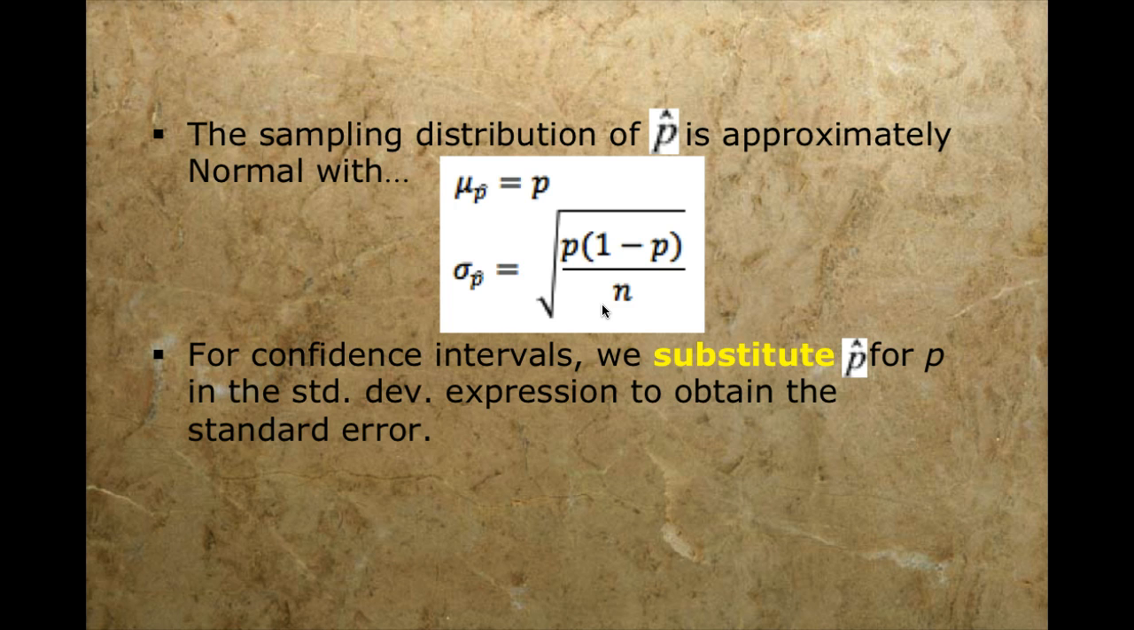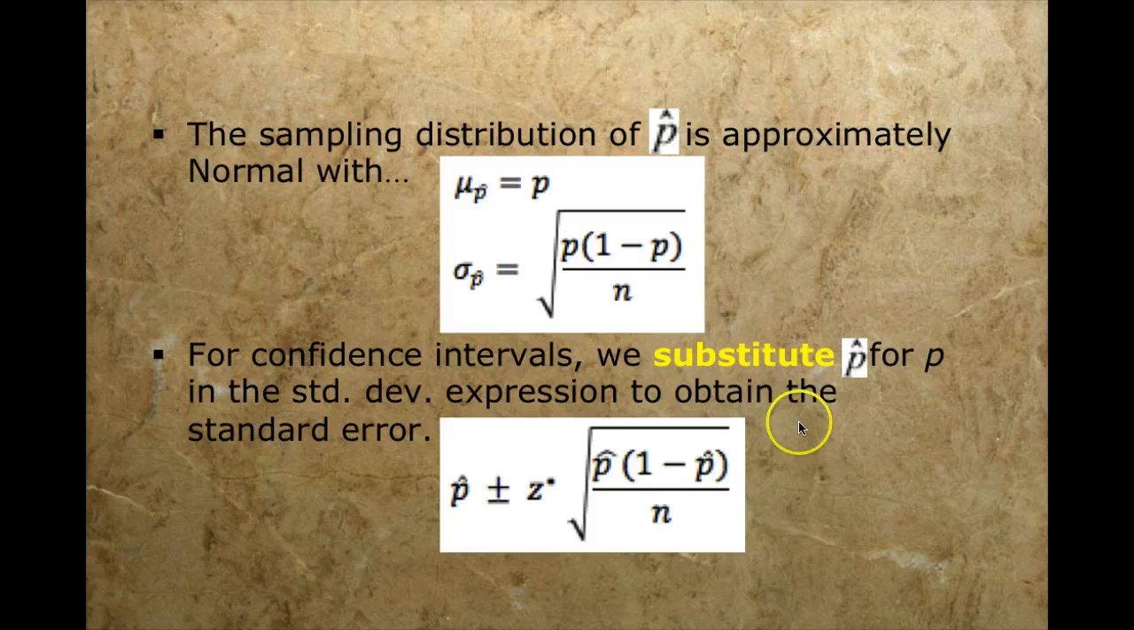Now when we do a confidence interval, remember that we don't have our population parameter p. So what we have to do is substitute our p hat, our sample proportion, in the standard deviation to obtain the standard error. So this is how we came up with our one proportion z interval formula. Now this is what we did back in chapter 10.